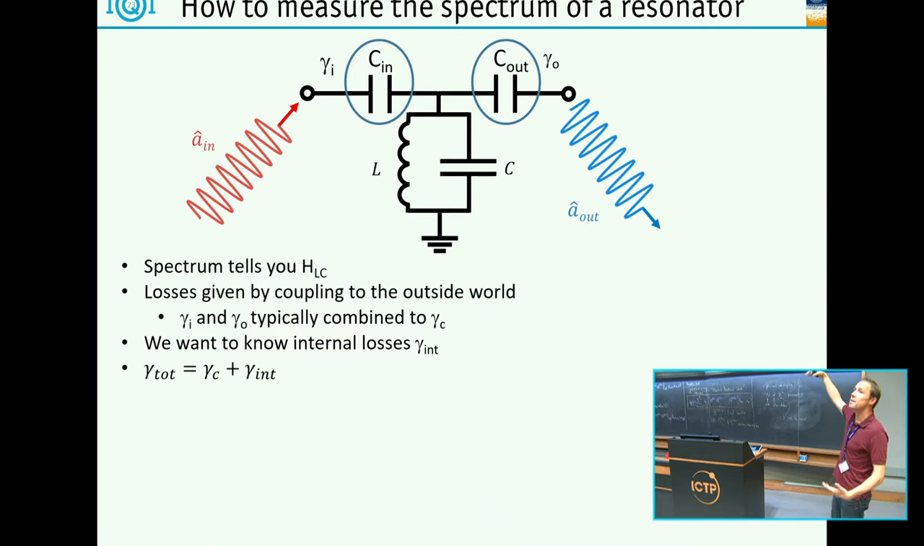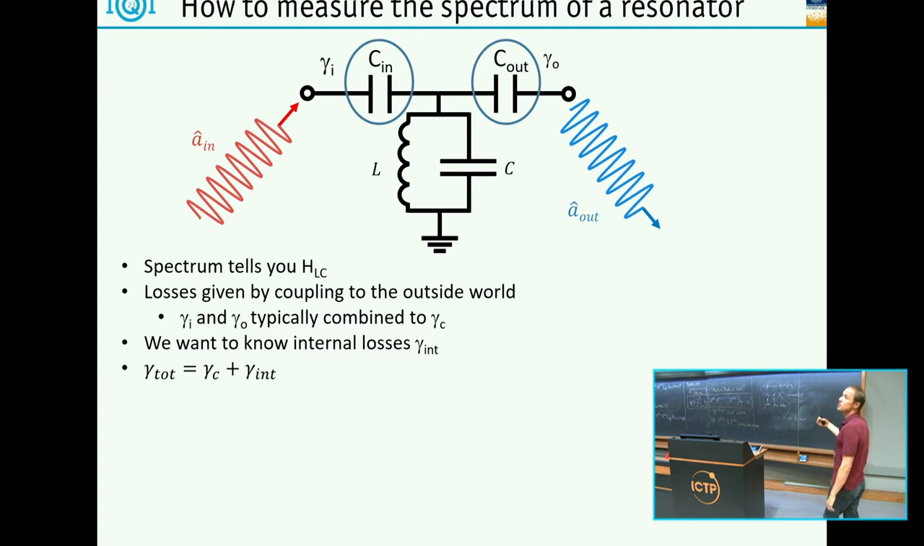So it will tell me about the losses in the system, because if I have some excitation living in here, it can go out this direction or that direction, and how easy that is depends on the size of the capacitance. Typically, for simplification, this input and output is combined into just one so-called coupling rate to the outside world.